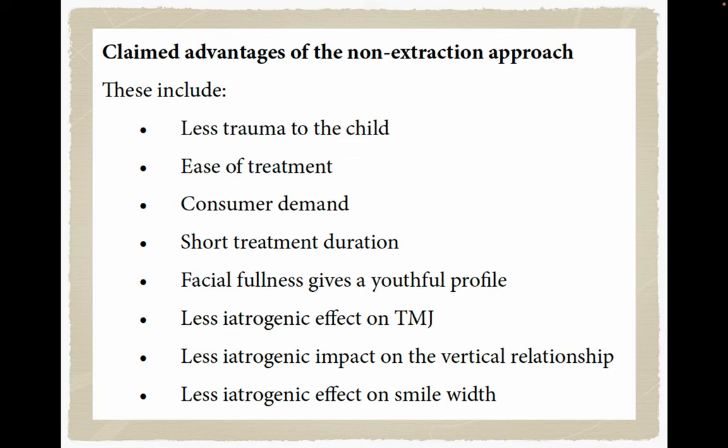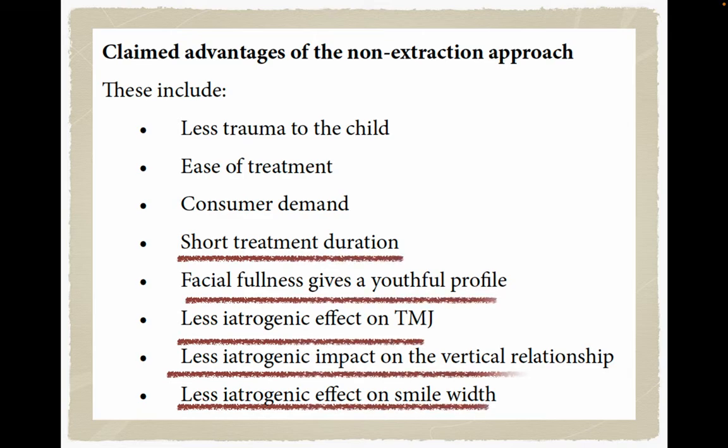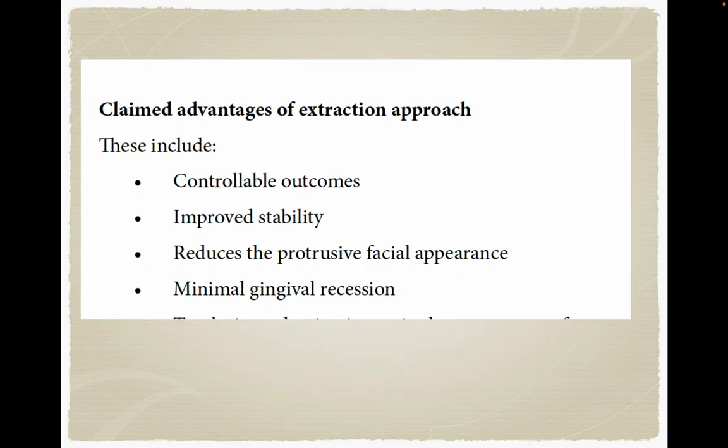It has less iatrogenic effect on the TMJ, since extraction can lead to retraction of the incisors, as we're going to see later, and can cause TMD. Less impact on the vertical dimension. It's claimed that extraction will reduce the skeletal vertical dimension and affect the smile, causing a narrow buccal corridor. For these claims, we're going to see the evidence. These are claims. These are opinions. So where is the evidence for these claims? Again, the people who support extraction will say that it's a controllable outcome.